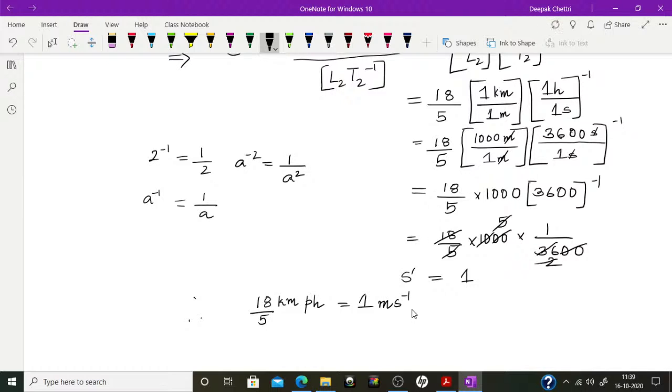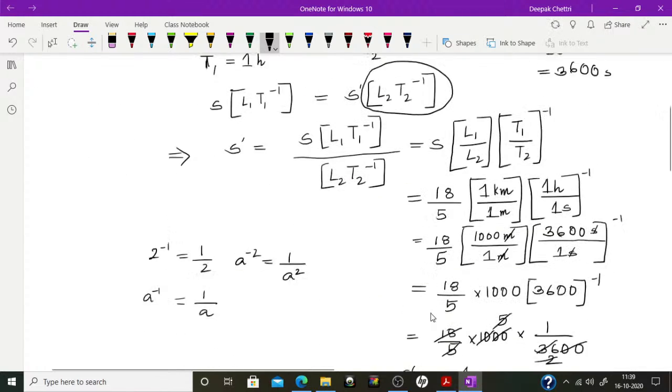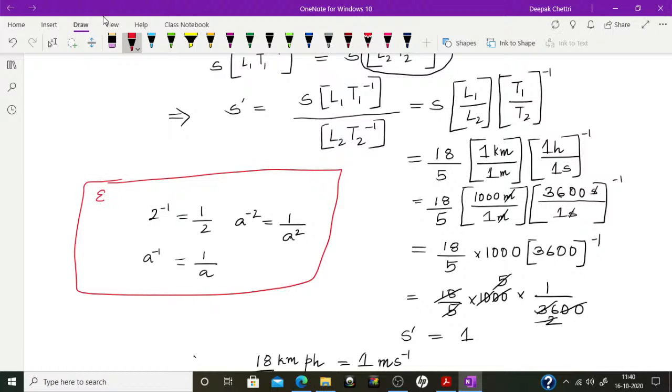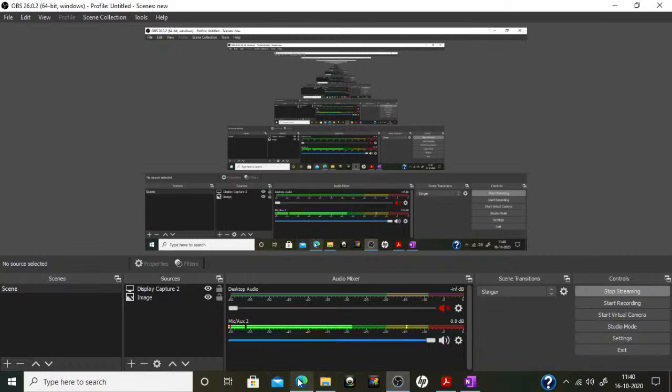Okay, is it clear, yes or no? If it's not clear, just tell me. And this is an example, so let me write in a box. Okay, this is an example. Yes, if it's not clear, please tell.